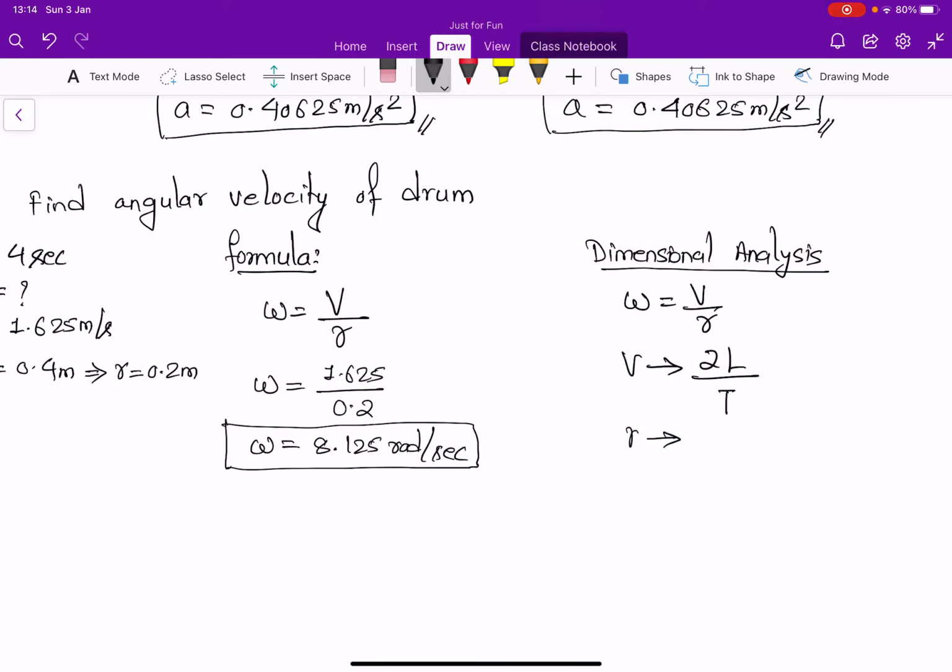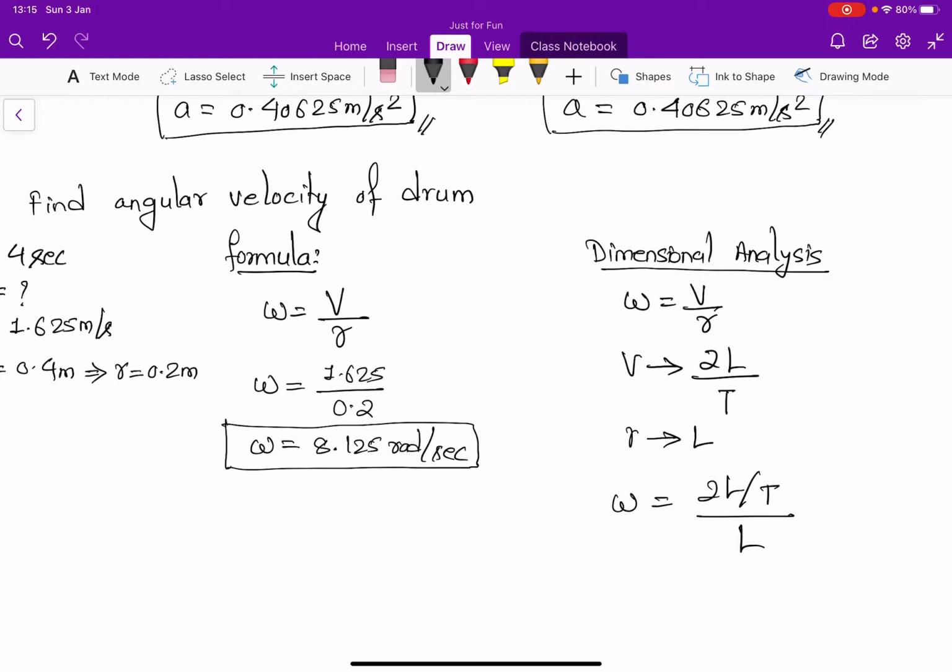The unit of r is basically meter, so it's a length. So we're gonna write this l. So what we're gonna get here if we use this information, we're gonna get omega as 2l divided by t, and then divide by l. Right, so we're gonna get this.